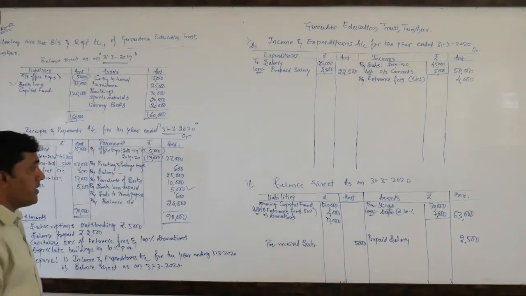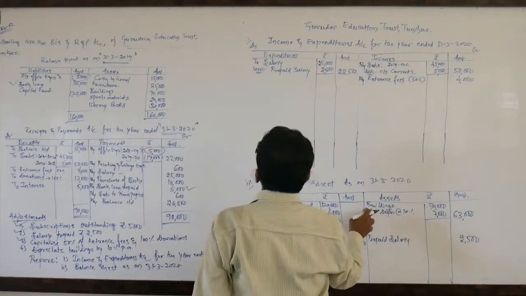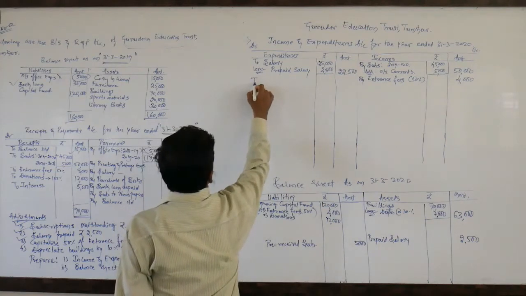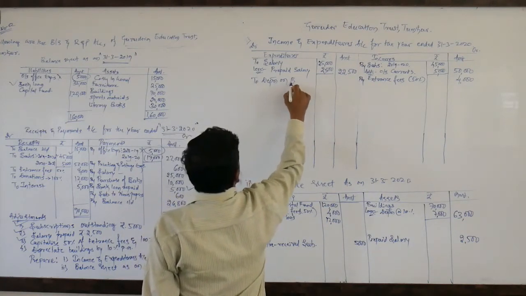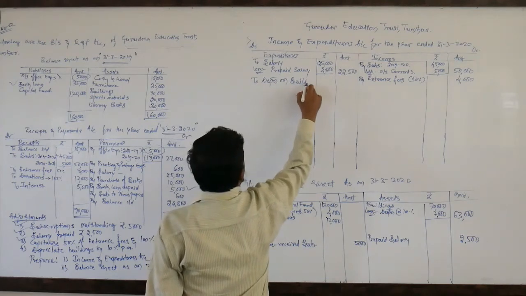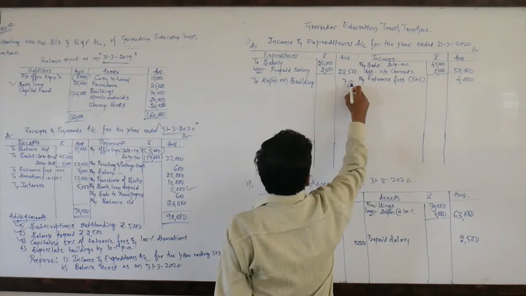So one more thing. What I have deducted is depreciation. It is to be written twice. To depreciation on building is 7,000.